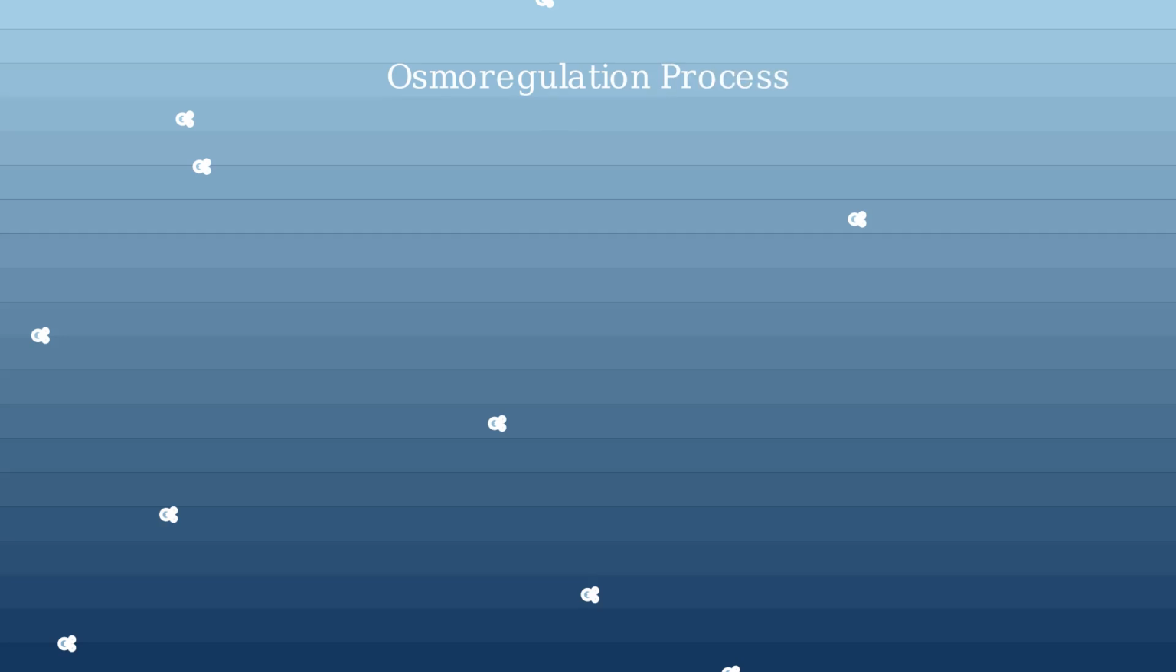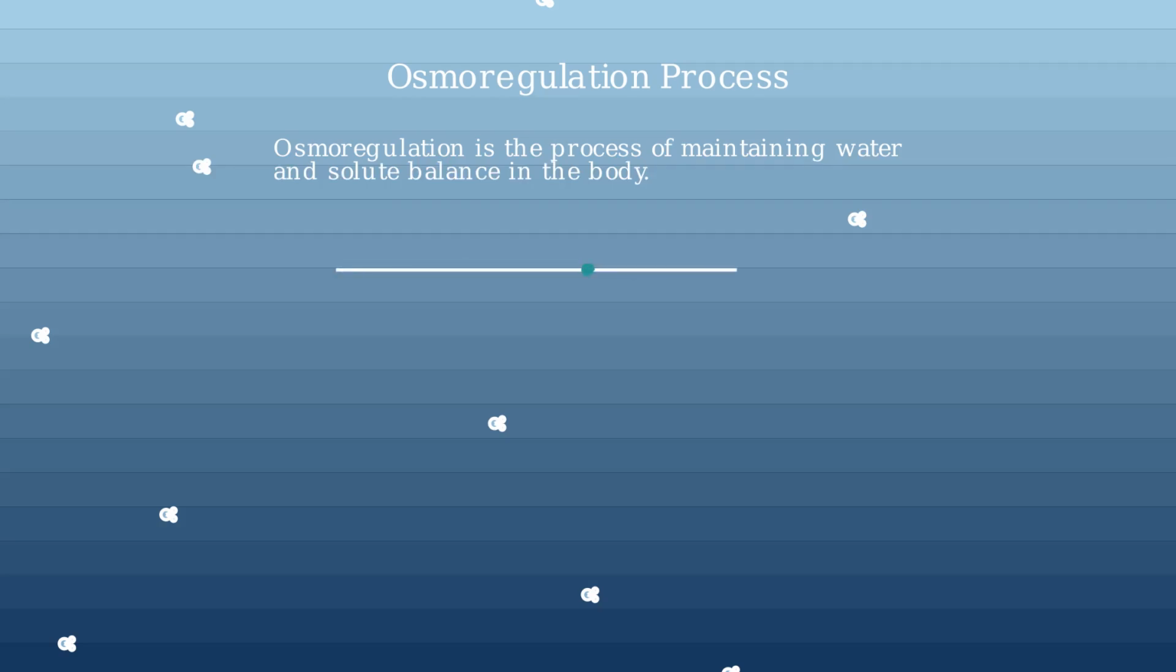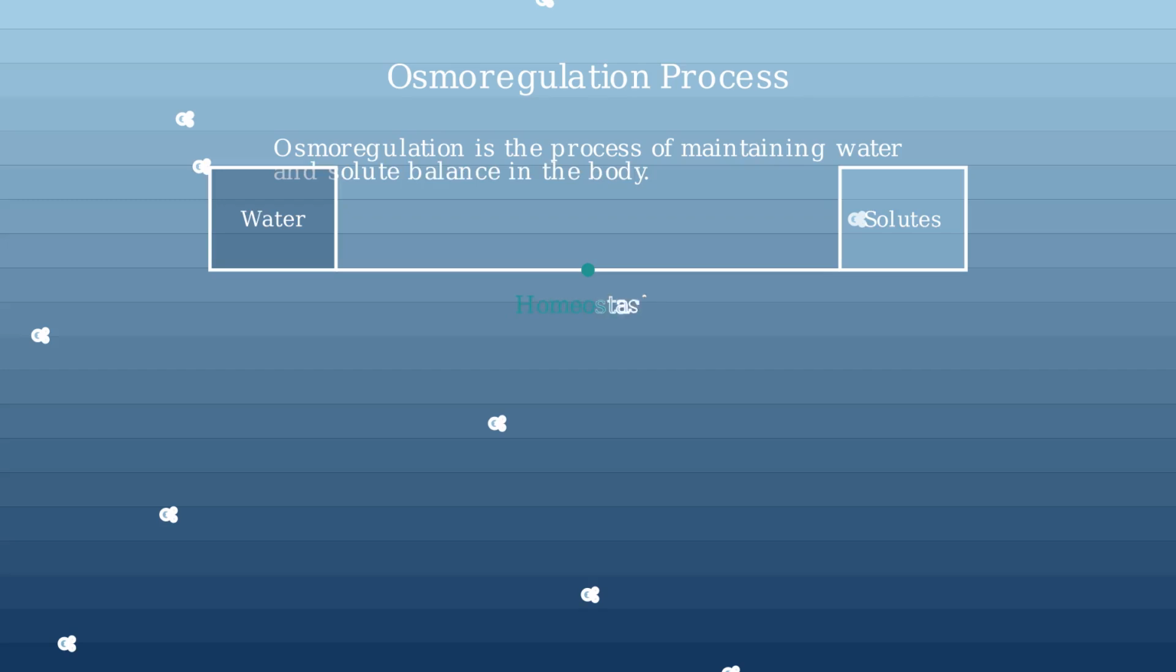Osmoregulation is the physiological process of maintaining proper water and solute balance within the body's fluids. This delicate balance, known as homeostasis, ensures that cells function optimally by preventing excess water gain or loss. Multiple biological systems work together to maintain this critical equilibrium.